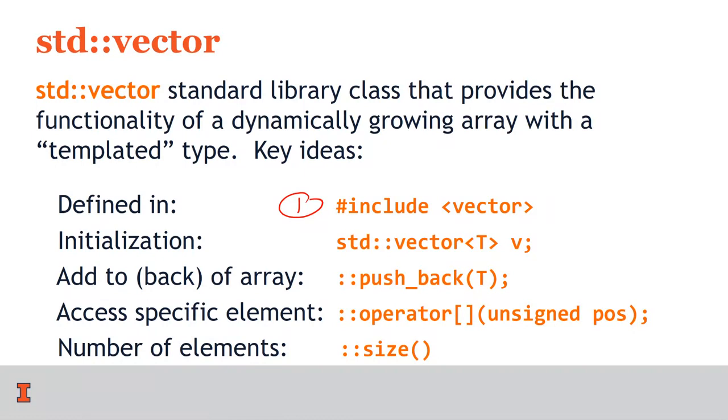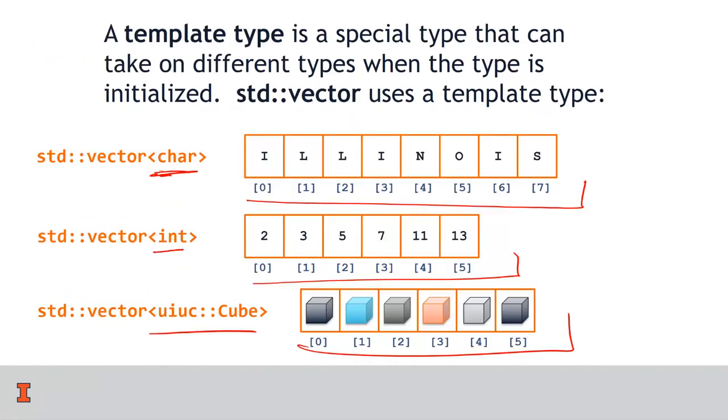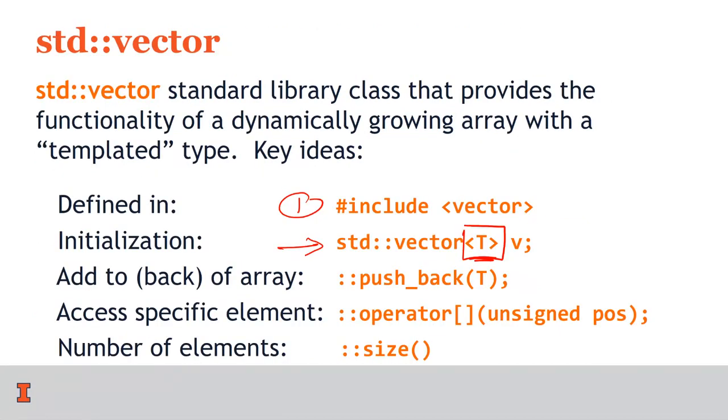We initialize a vector by saying std::vector, and we give it the templated type inside of these angle brackets. For example, on the previous slide, inside these angle brackets we saw char, int, and UIUC cube. Once we have a vector initialized, there are 3 functions that we're going to run on this vector. The first is push_back, and that adds an element to the back of the array. Our syntax would be something like v.push_back(4). This pushes back the number 4 onto the vector.